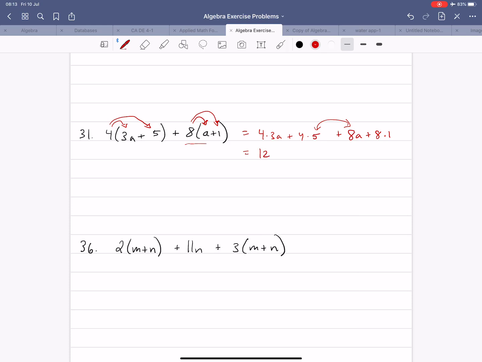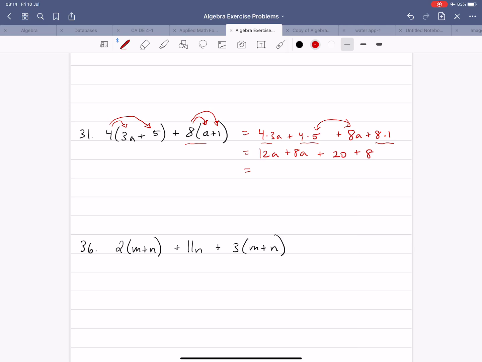So this will be 12 times a, where I use the substitution principle to replace the 4 times 3 with 12. 12a plus 8a plus 20, right? 4 times 5 is 20, so I can replace that with the substitution principle. Plus 8 times 1 is just going to be 8, again with the substitution principle.